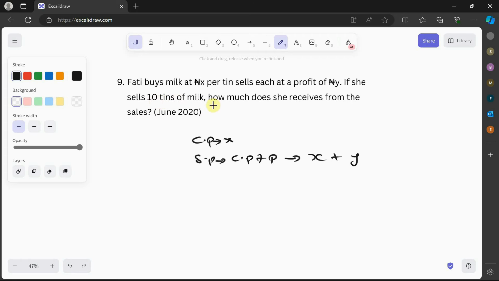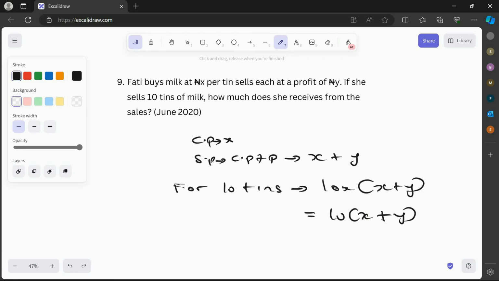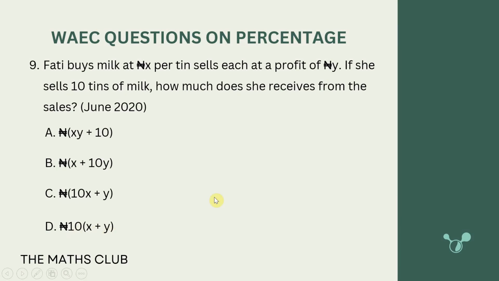So if she now sells 10, how much does she receive from the sales? For 10 tins, that will be 10 times X plus Y, or you can say 10 open brackets X plus Y. So this is it. Simple and short. Let's see if our answer is correct. 10(x + y), so that will be option D.